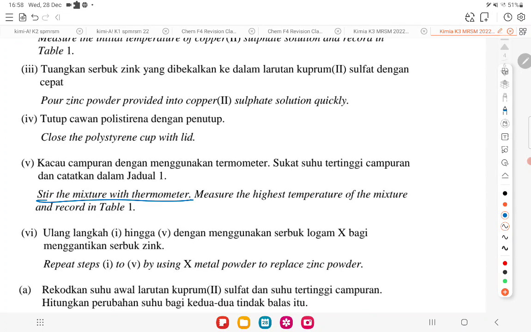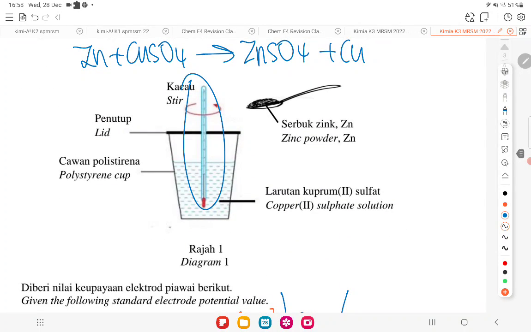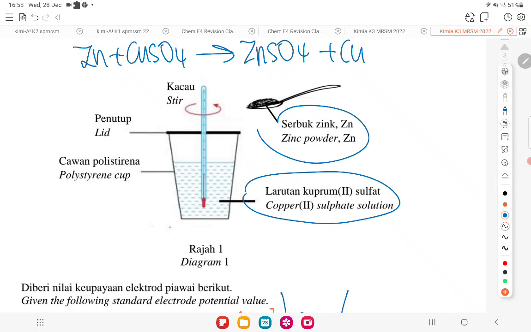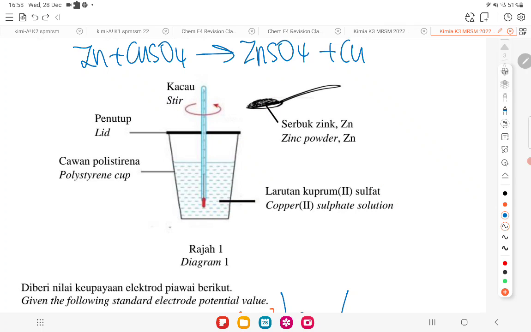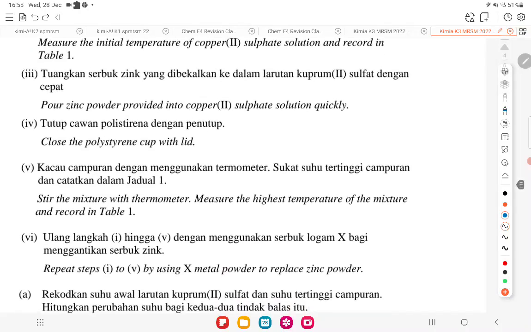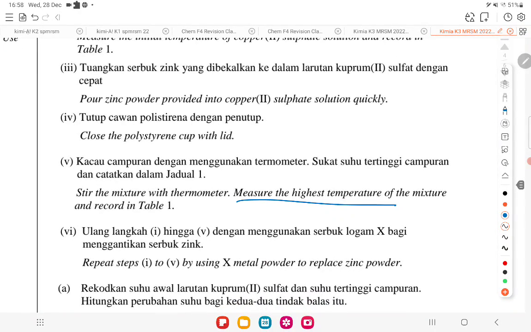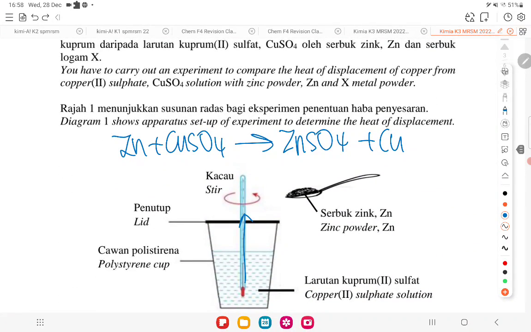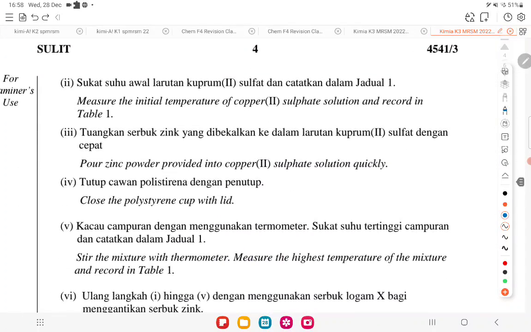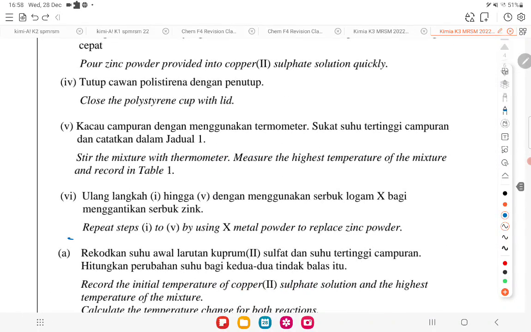After we cover the polystyrene cup with the lid, the next thing is that we want to stir the mixture with the thermometer. We use this thermometer to stir the copper sulfate and zinc. After the copper sulfate and zinc mix together, you use the thermometer to stir. Then you need to record the highest temperature. The temperature will go up, so you need to measure the highest temperature that you can get.